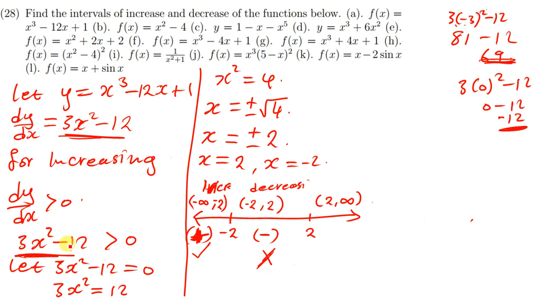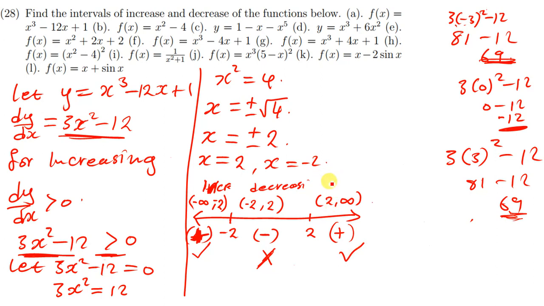So we replace x there. We say 3, and then we put 3 there. Since 3 is greater than 2, then we say minus 12. So this is 81 minus 12 again, which gives us 69. So 69 is a positive number. Is positive 69 greater than 0? The answer is yes. So in this interval the function is also increasing, because dy dx in this interval is greater than 0.